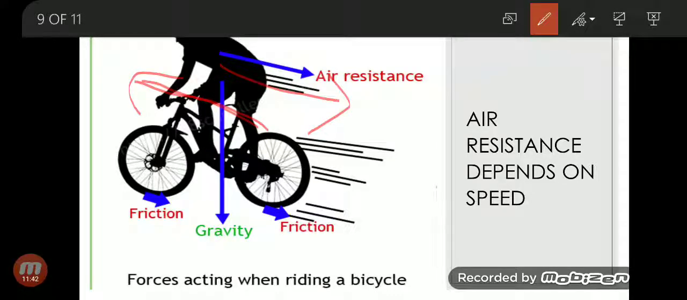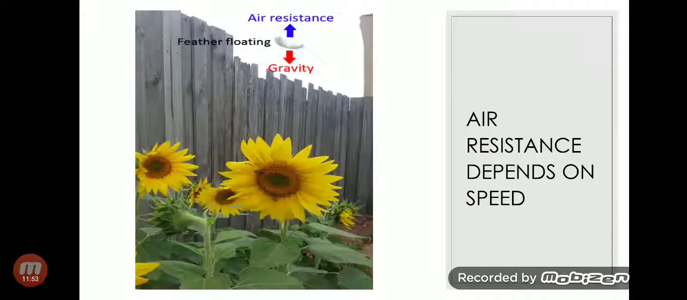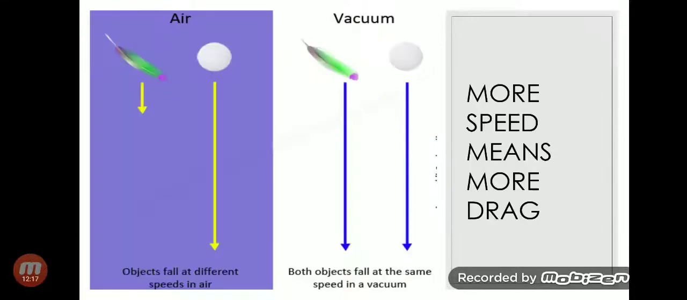Why? Because the cyclist is moving with more speed, and if there is more speed, there will be more air resistance, right? Look, in this picture you can see that there is a feather floating, but it has very little speed, right? It will fall on the ground with very little speed. So less speed means less air resistance, less drag. This picture is very important.